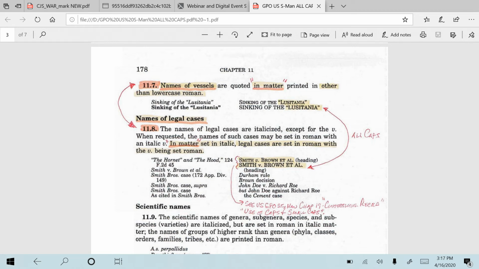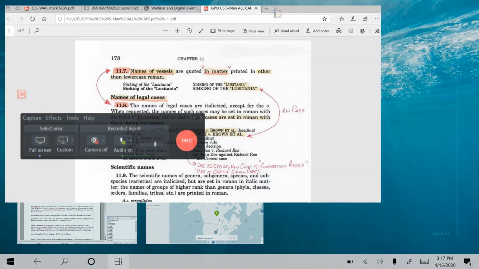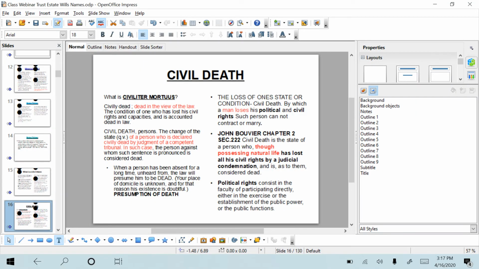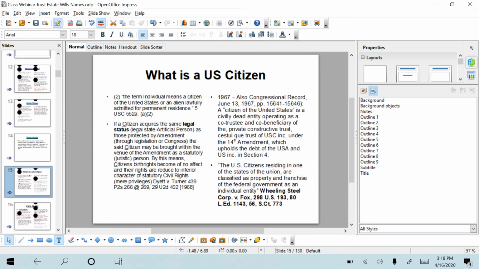Take your debit cards out. Take your IDs out. Isn't that all caps? Isn't that a vessel? Right? So they're telling you here, even in their own materials, that an all caps name is a vessel. Anything that's all caps, that's a vessel, it's a fiction, so it's civilly dead in law. That's how we go here. Right?